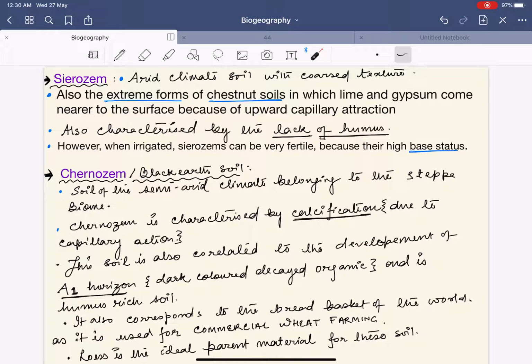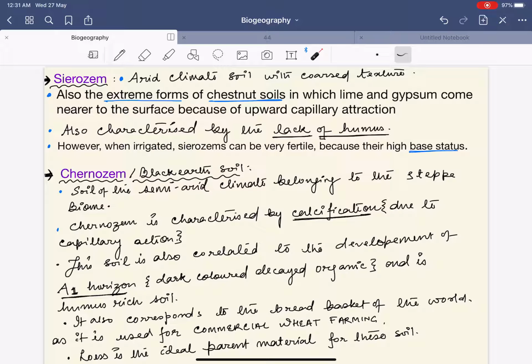Number two, in xerosem, apart from calcification, there is also deposition of your lime. There is also deposition of your saline materials. As a result, the salinity in the xerosem soil remains high when compared to the Chernozem. Now let's talk about the fertility. Chernozem is more fertile than xerosem.